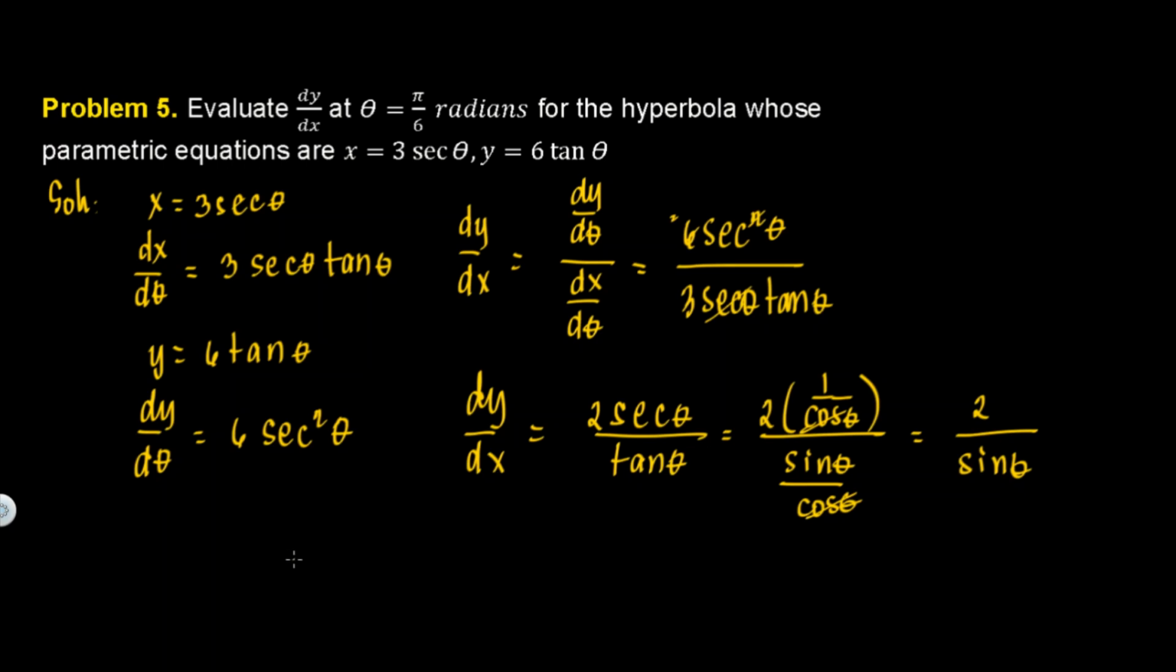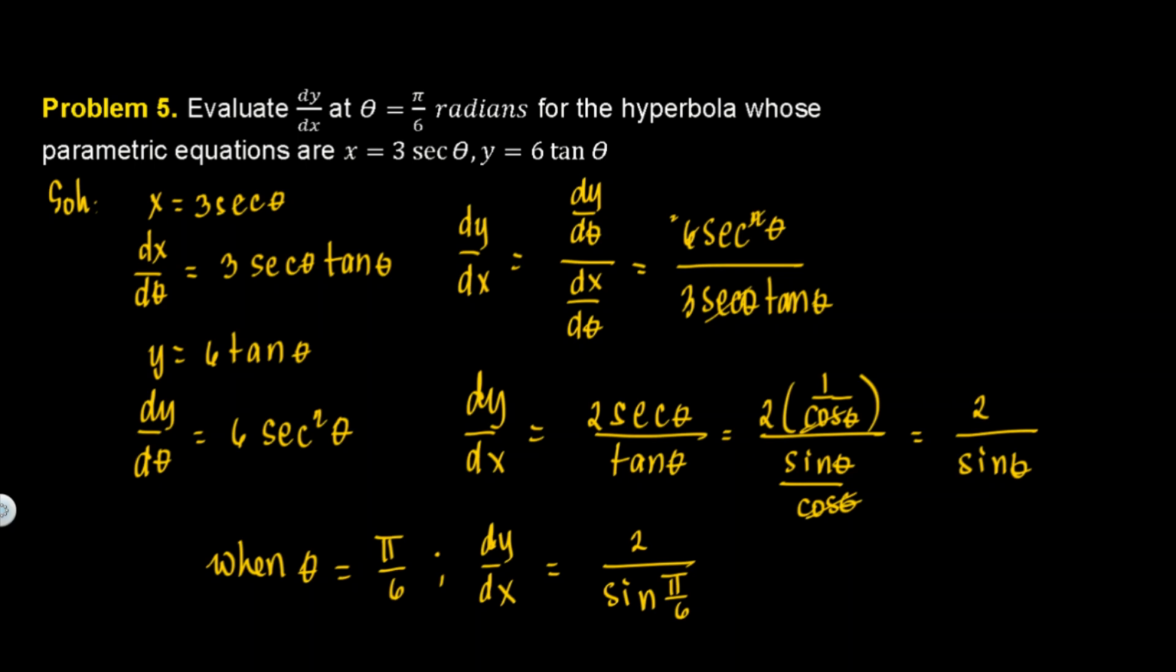So what is dy over dx when theta is pi over 6 radian? So dy over dx is equal to 2 over sine pi over 6. Pi over 6 is, ilan ba ito? Pi 180 over 6 is sine 30. Sine 30 is 1/2. Correct?